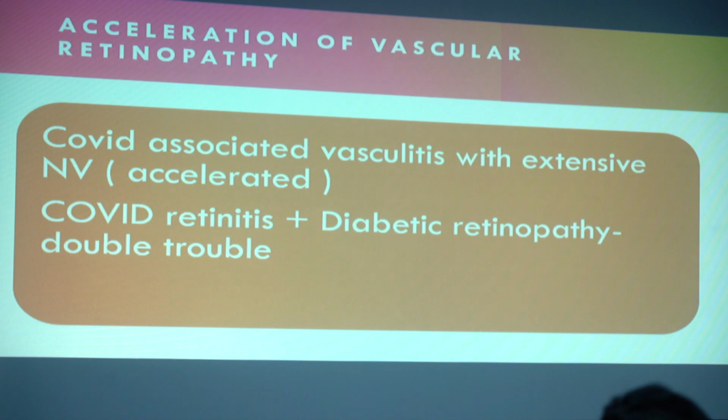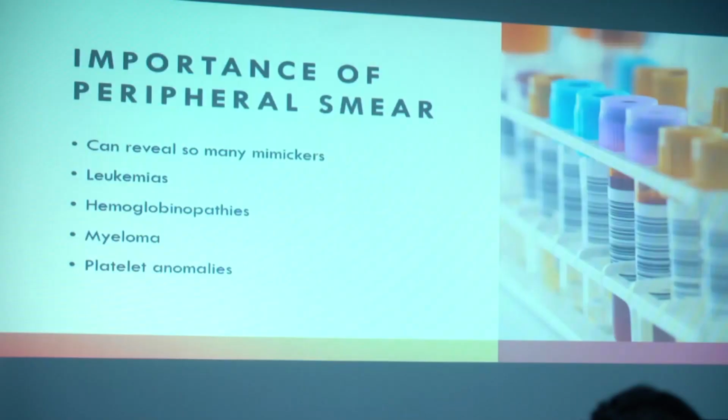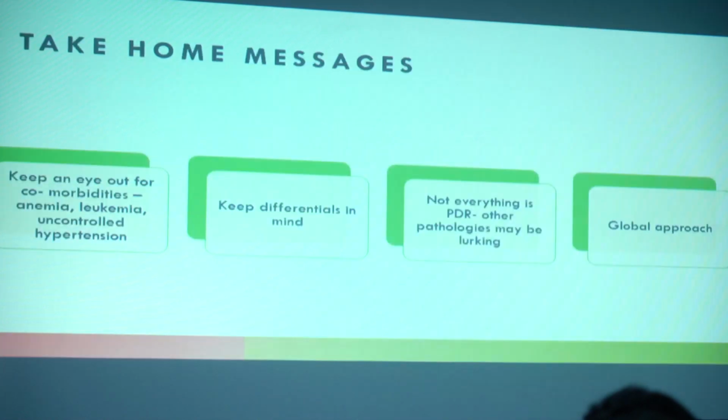So what was this? This was a case of acceleration of vascular retinopathy, a COVID-associated vasculitis with extensive neovascularization, COVID retinitis plus diabetic retinopathy, a double trouble. So again, the importance of peripheral smear: it can reveal so many mimickers, leukemia, hemoglobinopathies, myeloma, platelet anomalies.